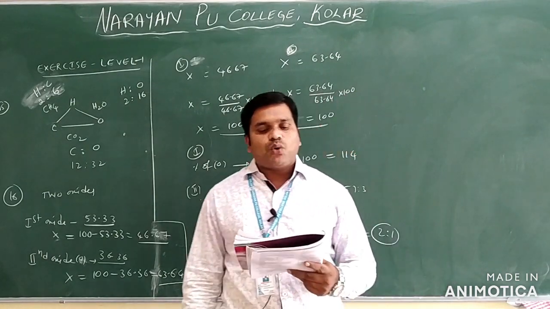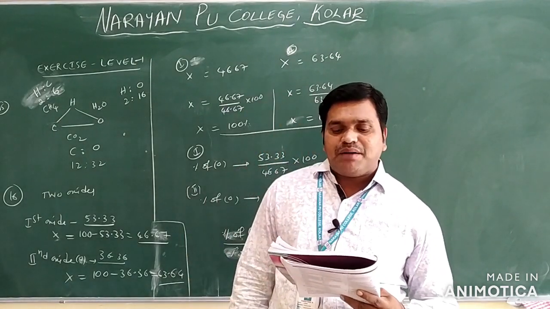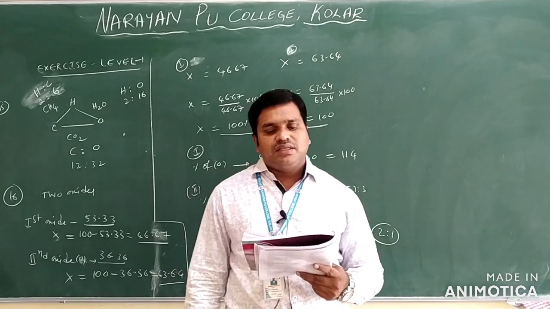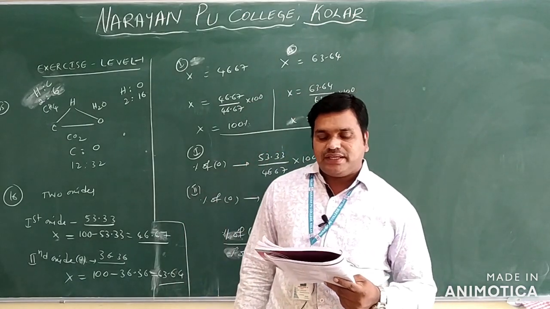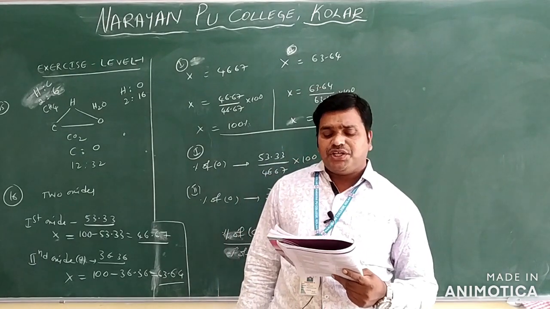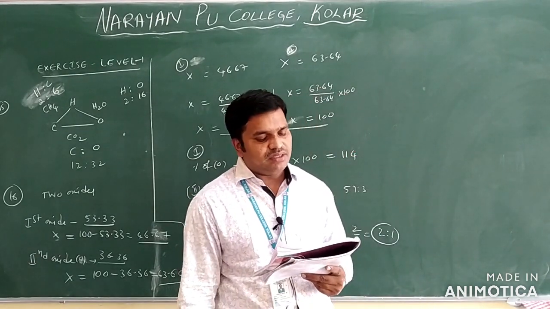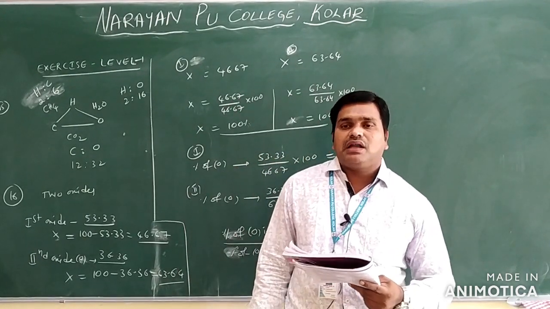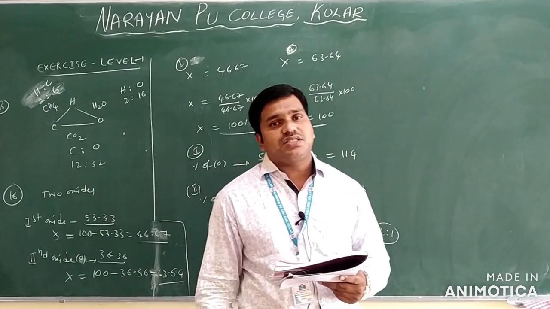Now we can see question number 18. A sample of pure carbon dioxide, irrespective of its source, contains 27.27% carbon and 72.73% oxygen. The data supports what law? It is the law of constant composition only.